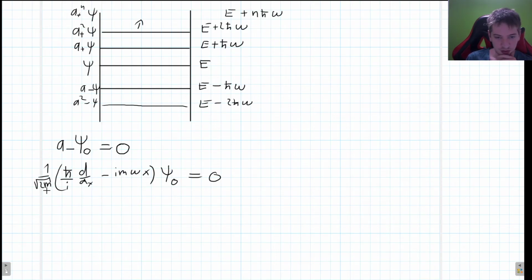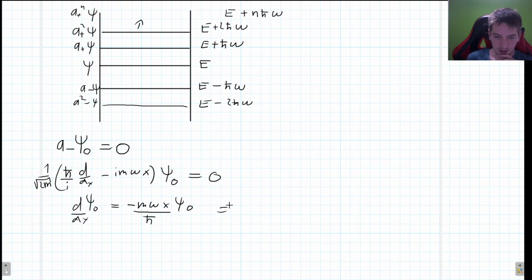So now we can just multiply by square root of 2 over m. It's going to just go away. So let us just rewrite this. We get h bar divided by i d/dx of psi 0. This is equal to i m omega x psi 0. So let us now multiply by i and divide by h bar. So when we do that, this here will cancel out, and this i right here will turn into a minus. So we get minus this, and this will be divided by h bar.